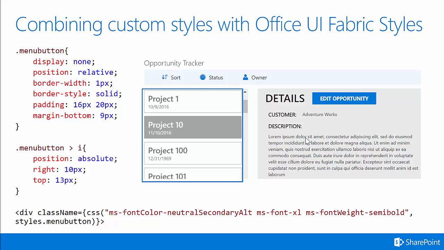Down at the bottom of the page, you can see code that combines custom styles, menu button and menu button I, with the Office UI Fabric styles. Notice the class name is equal to curly brace CSS, open parentheses. Then you include the Office UI Fabric styles inside there. Then the next value you put in after the comma is styles dot whatever the name of your style is. So in this case, we used the styles dot menu button style along with the Office UI Fabric styles to style this particular button.